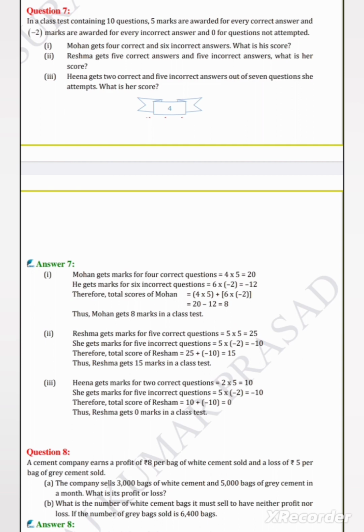Third, Hina gets 2 correct and 5 incorrect answers out of 7 questions she attempts. What is her score? Hina gets marks for 2 correct answers, which is 2 into 5, 10, and for 5 incorrect answers she gets 5 into minus 2, minus 10. Therefore 10 plus minus 10 is equal to 0. Thus Hina gets 0 marks in the class test.